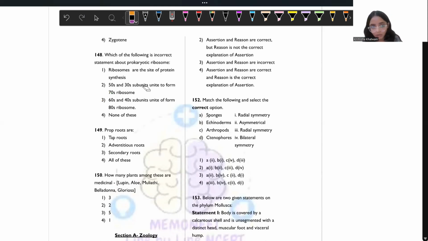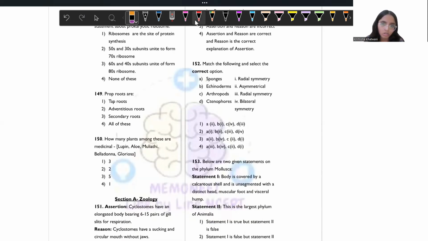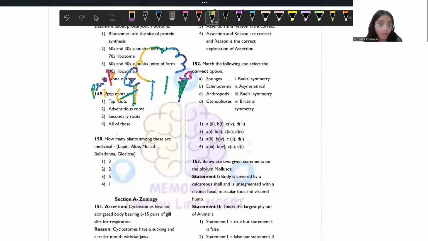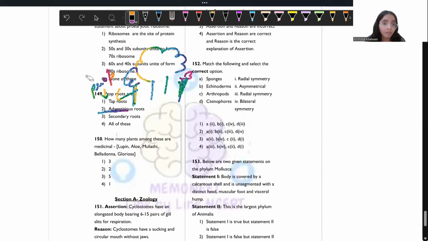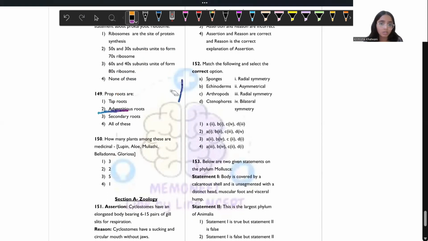Now next, 149. Prop roots are adventitious. Do you remember the banyan tree? It will be like this. What are these roots? They are prop roots. They are basically to provide support, and they arise from any structure other than root. That is why they are adventitious. Adventitious means anything arising from not its original site. So prop roots are adventitious roots which arise from any part of the plant other than roots. Understood.